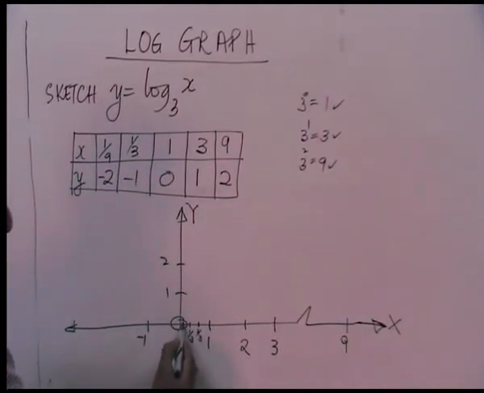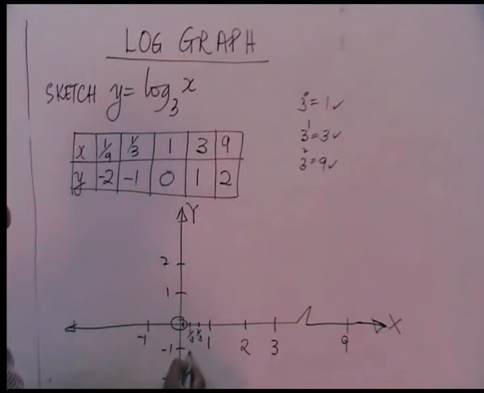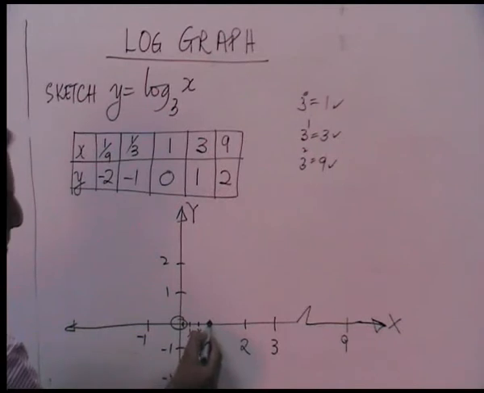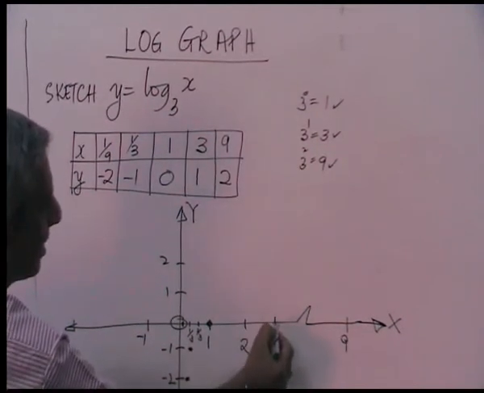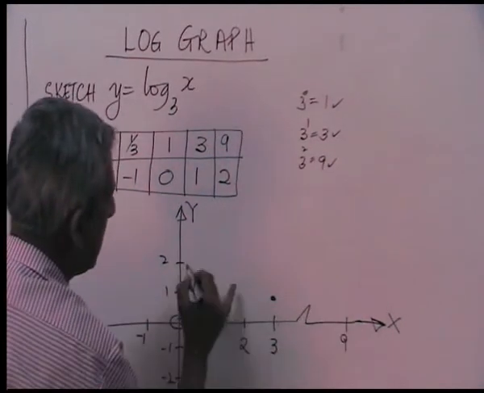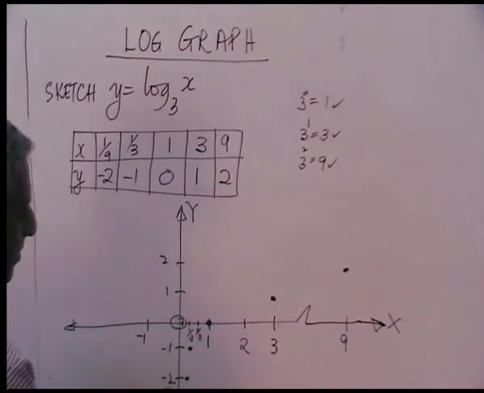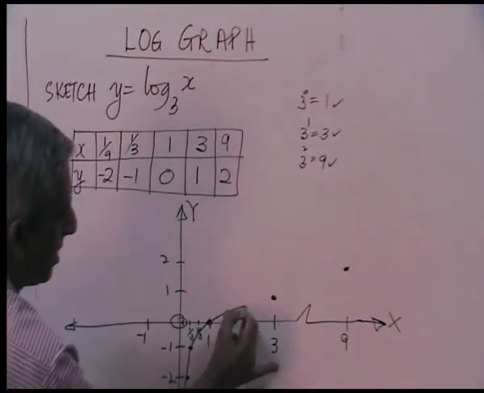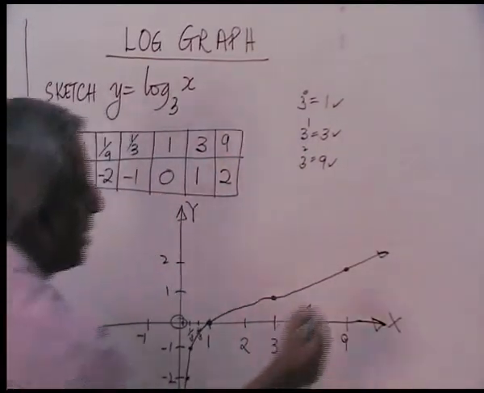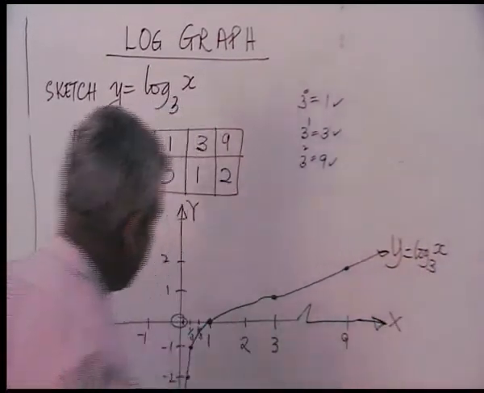So when it's 1/9, it is -2. When it is 1/3, it is -1. When it is 1, it is 0. When it is 3, it is 1. When it's 9, it is 2. Once again, you can see the shape from here, up here. And that is y is equal to log of x to the base 3.